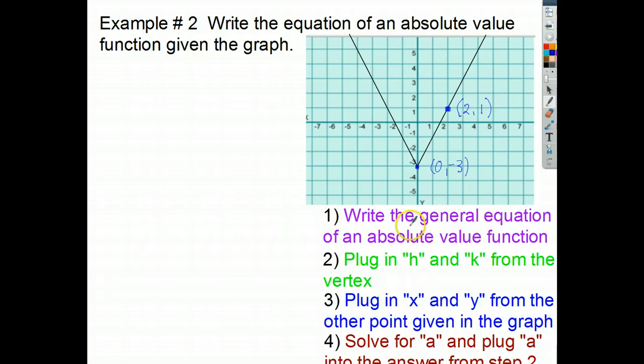Okay? Now, let's go through this. I'll try to color coordinate it too. Okay, so number 1 is to write the general equation of an absolute value function. That was on the first screen that we had, and that's y equals a times the absolute value of x minus h, plus k. All right, write the general equation, and we did. Okay, step number 2. Plug in h and k from the vertex.